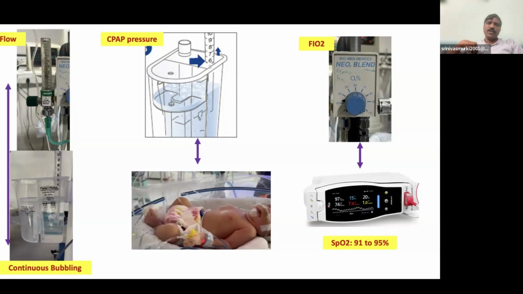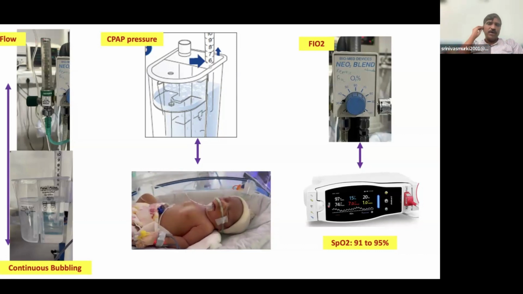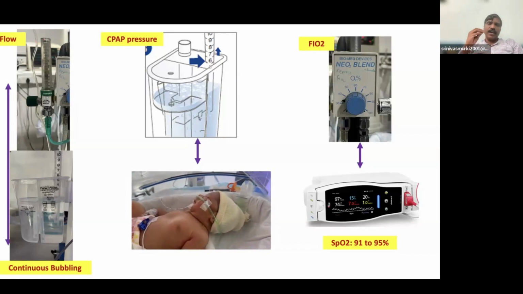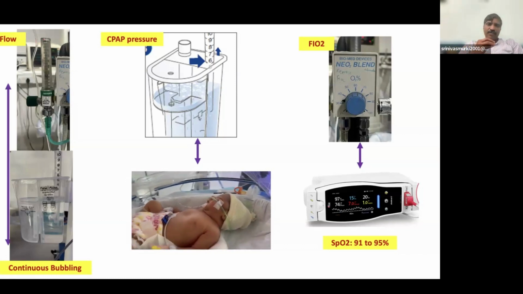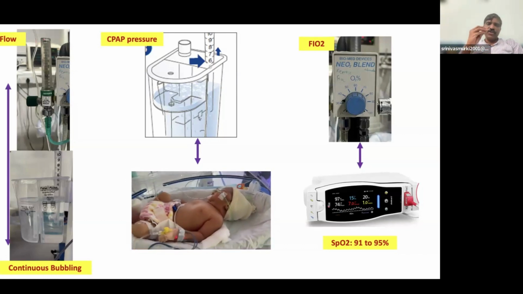You can also auscultate the chest and you'll be able to hear the bubble sounds. If you are able to hear the bubble sounds and if the retractions are minimal, that means your pressure is adequate. How do you know your pressure is high? The chest looks hyperinflated and there are no retractions. You know that whatever pressure you are giving is high for the baby. You come down on the pressure.